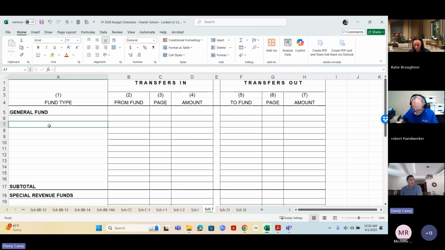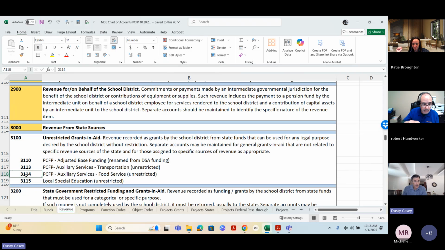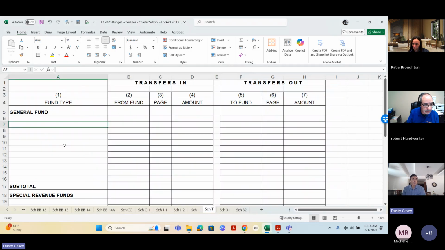So when you code that portion every month on your PCFP payments, it's local sped, you don't code that to fund 250. You code it to fund 100, and your revenue code is that 3115 revenue code, but it stays in your general fund. So for your budget, you don't have to break out local sped and a normal general fund transfer. It's all in the one line item.